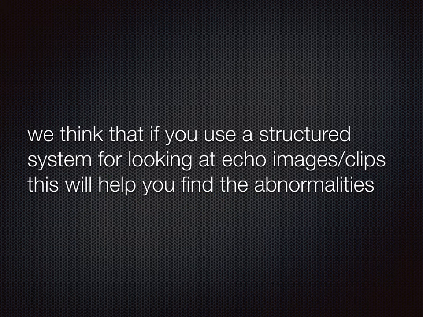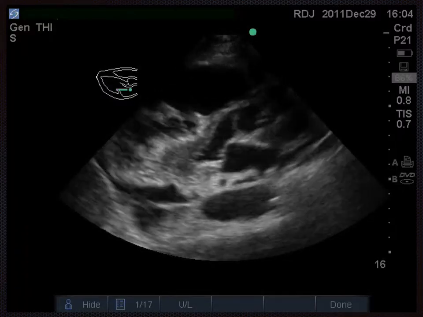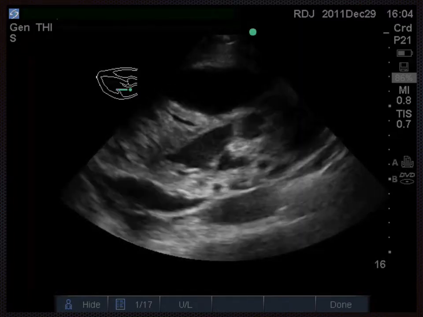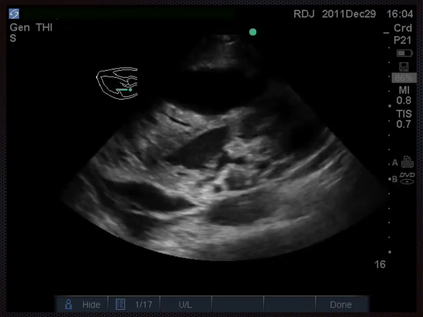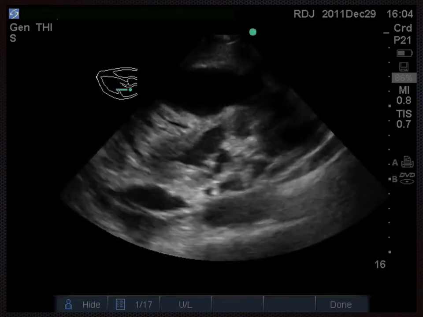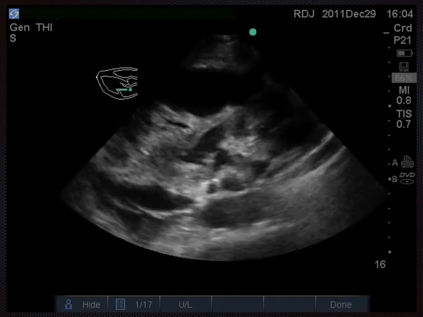So by using a structured system for looking at echo images or clips, this will help you find the abnormalities, more of them and in a faster amount of time. So for instance, if you were to look at this echo image, there's lots going on, and when you first look at it, it's very hard to digest. But if you break it down into digestible chunks, it's easier to decide and ascertain what the abnormalities are. Okay, so let's start.